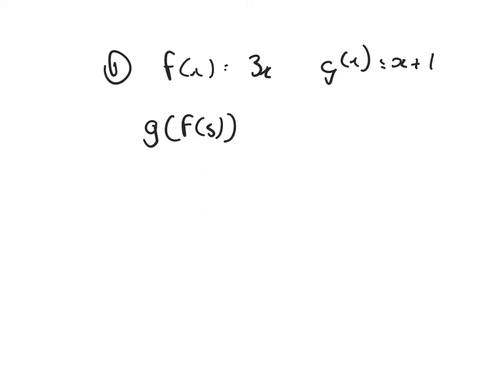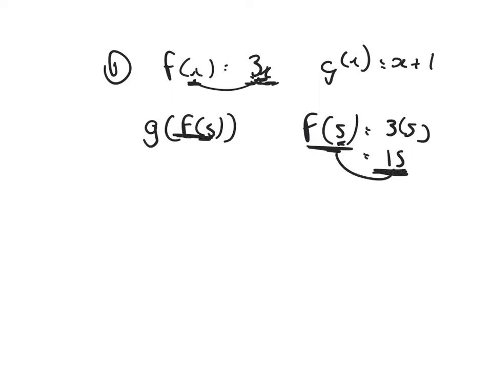Okay, so let's first of all find f of 5. The f function tells me that whatever's in the bracket, write it down and treble it. That's 3 5s are 15. So f of 5 is equal to 15.